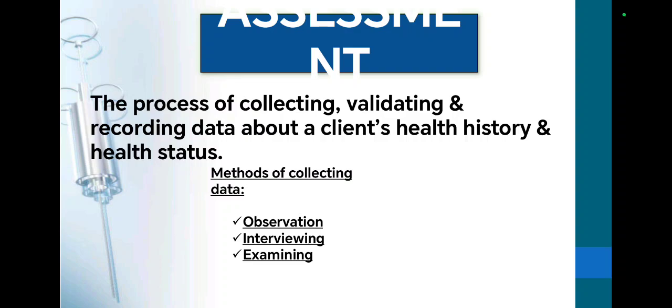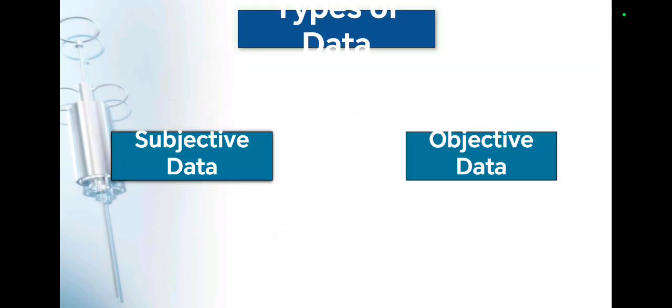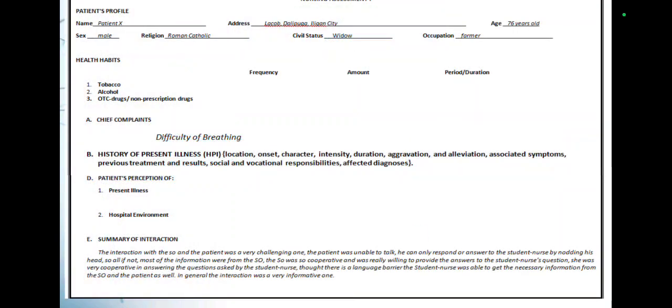So we can use observation, in which we use our sense of sight, and auditory and olfactory cues are also included. We have also the interview process, or interviewing and examining, or our head-to-toe assessment. Now, there are two types of data, namely subjective data and objective data. So let's start first with your subjective data.